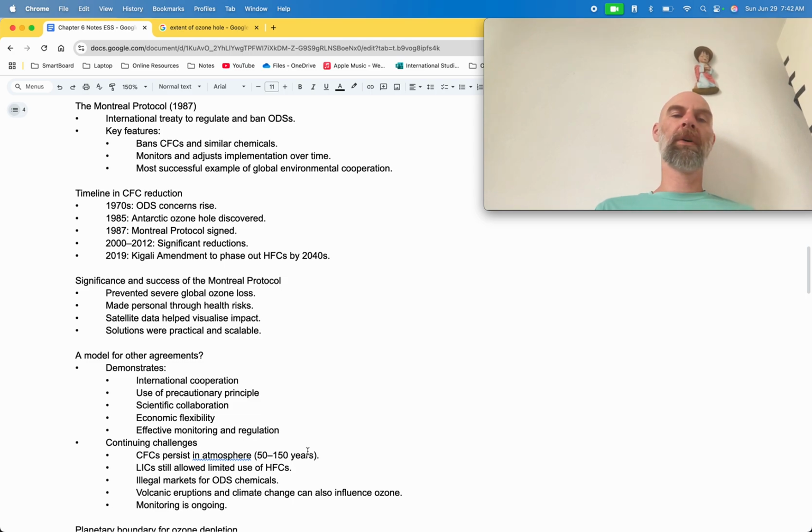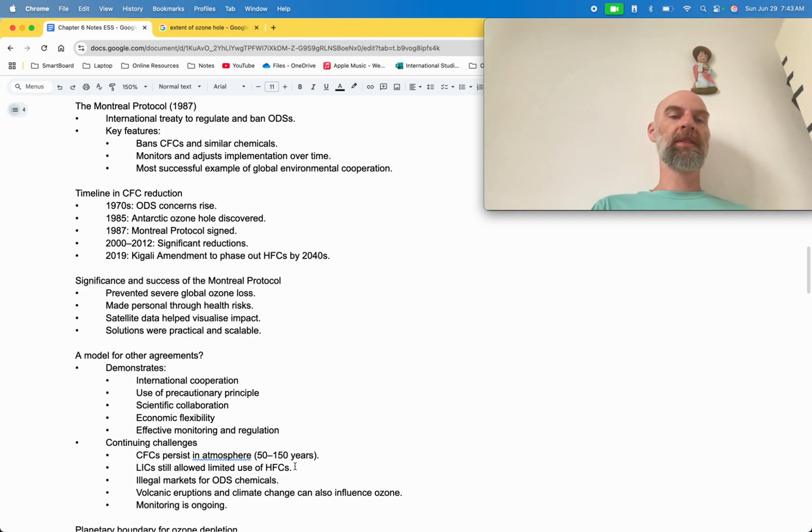2000 to 2012, significant reductions in ozone depleting substances. So, hey, implementation took a little bit longer. It took closer to 13 years to really start, and then really more so with 25 years. And then 2019, the Kigali Amendment to phase out HFCs by 2040. We're already working on the best thing we have right now, HFCs, and we're working on getting them out, and doing even better by 2040, which is in 15 years.